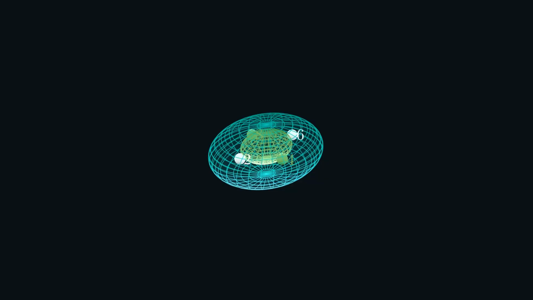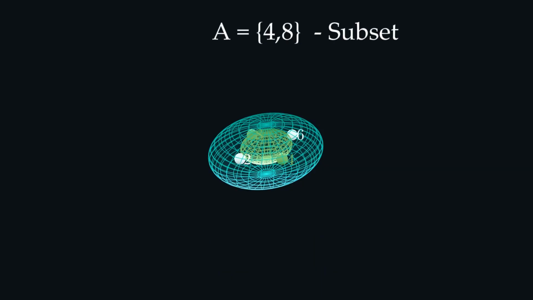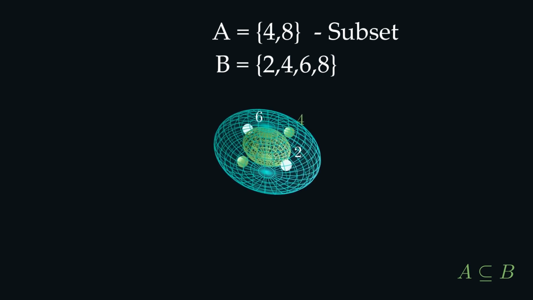From a given set, I can form new sets called subsets. The even integers less than 10 that are also divisible by 4, those are 4 and 8. That smaller collection is a subset of the larger collection containing 2, 4, 6, and 8. In general, a set A is a subset of B, written A ⊆ B, whenever every element of A also belongs to B.